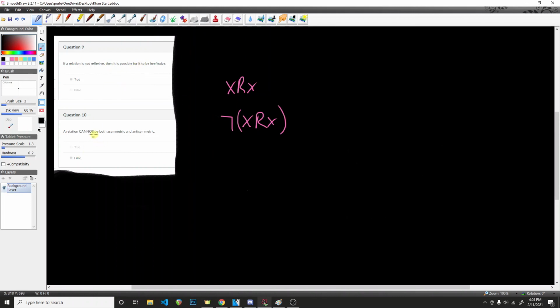And then finally, a relation cannot be asymmetric and antisymmetric. This is false. In fact, as we saw in a previous question and in the proof in 3.2, every single relation that is asymmetric is antisymmetric. So this is not only false, it is the opposite of the truth. A relationship that is asymmetric is always antisymmetric. And that was everything.